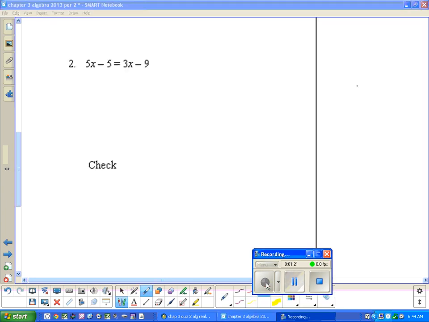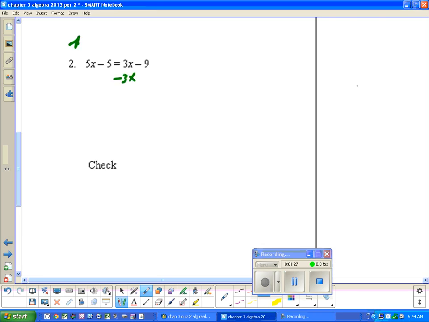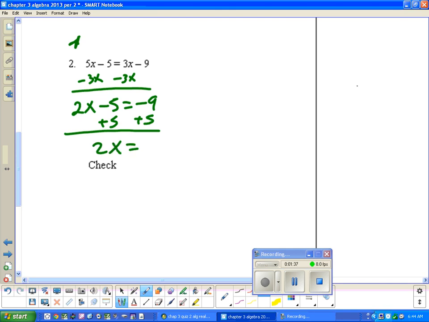Okay, number 2. We want to get x's on one side, so I'm going to pick this side over here. Subtract 3x from both sides. I get 2x minus 5 equals negative 9. Add 5 to both sides, and we get 2x equals negative 4. Divide by 2, and you get x equals negative 2.